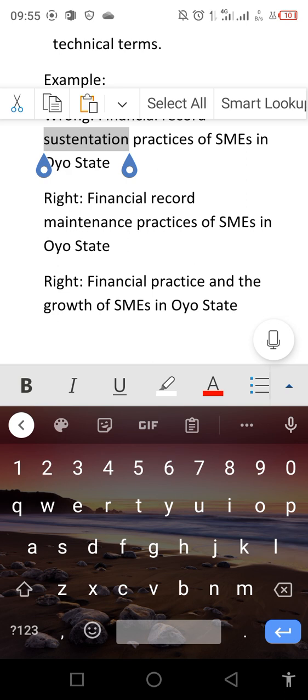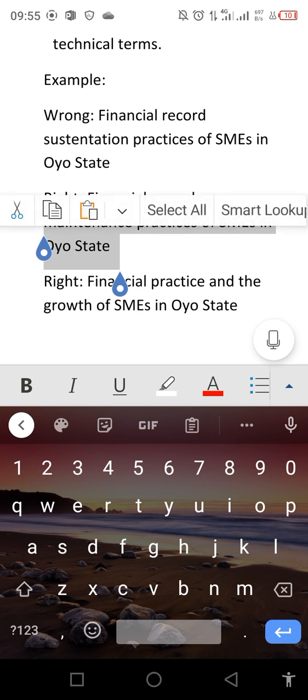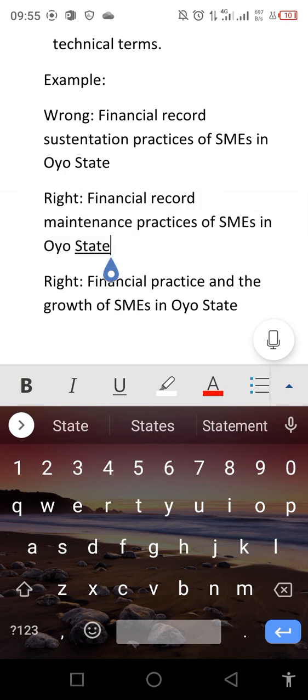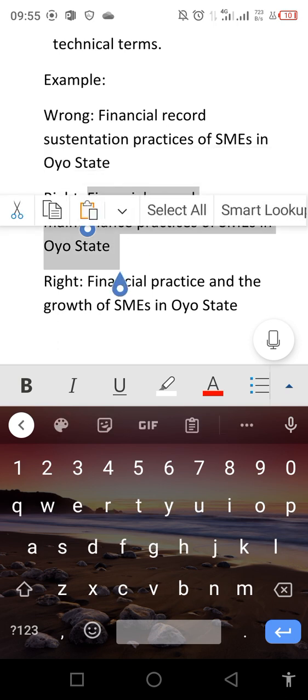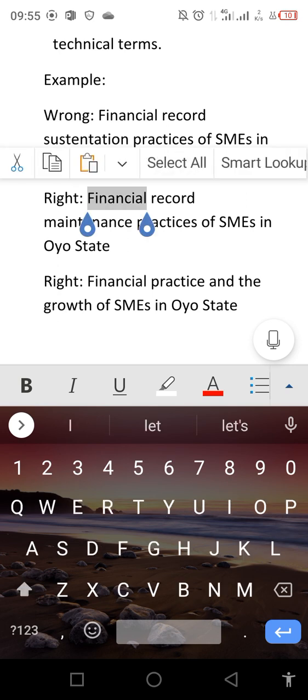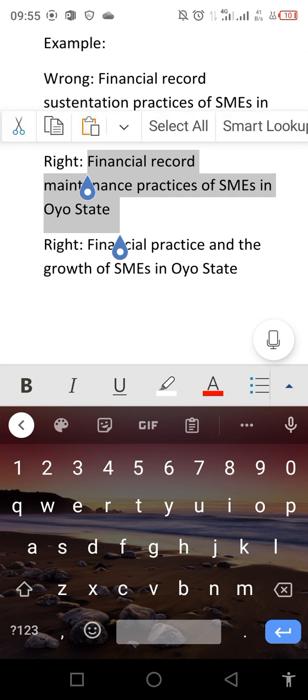They might need to go and check their dictionary before they get a glimpse of what I am trying to say. So the best way for me to write this is financial record maintenance practices of SMEs in Oyo State. Now, if people see this, they will understand that what I'm trying to talk about is how SMEs in Oyo State maintain their financial records, or the practices by which they maintain their financial record.